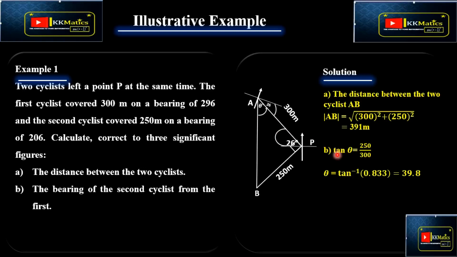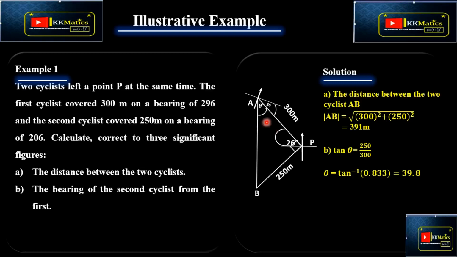TOA, opposite. So the opposite is 250, which is this one. Theta here is facing this, so that is opposite to the 250, and adjacent is the one that lies beside it. So that's the 300 meters, which is what you see there. And so we go on and find the tan inverse of it, which gives us our theta, which is 39.8.